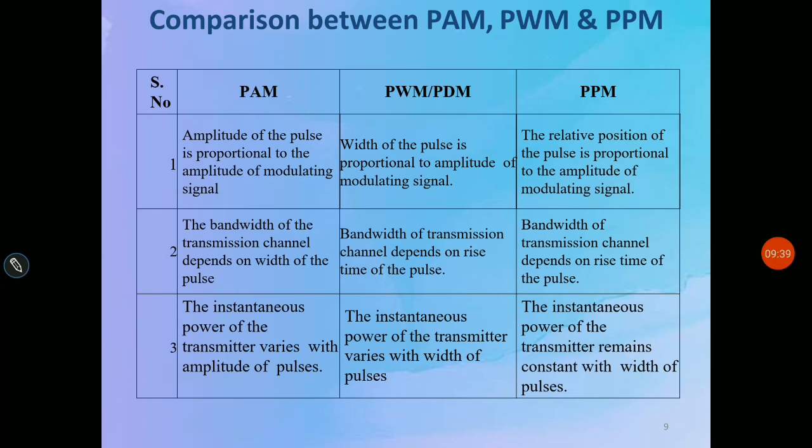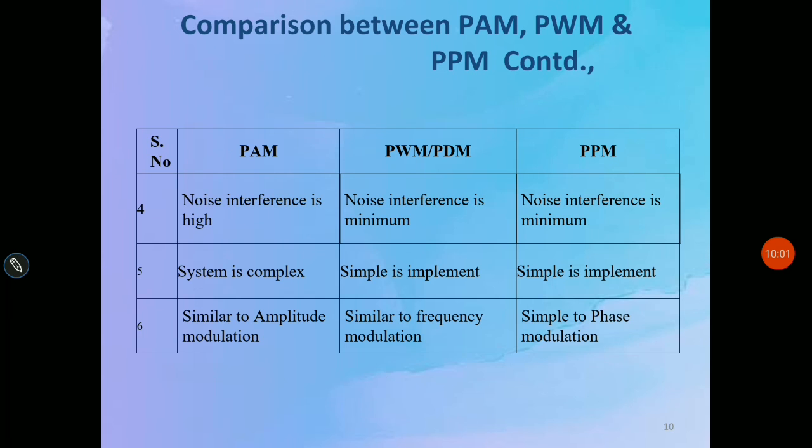In the third point, in case of PAM, the instantaneous power of the transmitter varies with the amplitude of pulses. In case of PWM, the instantaneous power of the transmitter varies with the width of the pulses, and in case of PPM, the instantaneous power of the transmitter remains constant with the width of the pulses.